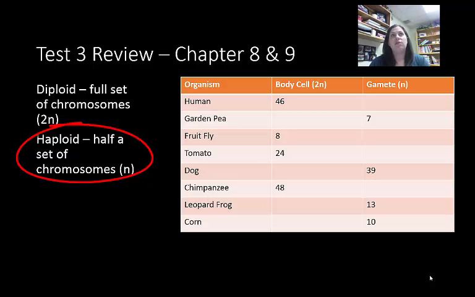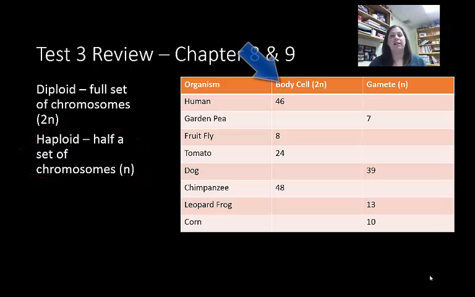So if we look at this over here in this chart, you'll see that we have organisms listed. You have the body cells, which is the 2N, that's the diploid, versus the gamete. Guys, remember gametes are sex cells, whether they're egg or sperm. And so when we're looking at that, it's going to have N, half the number of chromosomes. So guys, be able to calculate this. If I said the human has 46 chromosomes in their body cells, that's the 2N. And I asked you what were the number of gametes, you would take 46 divided by 2, which gives you 23. So you should be able to figure that out.